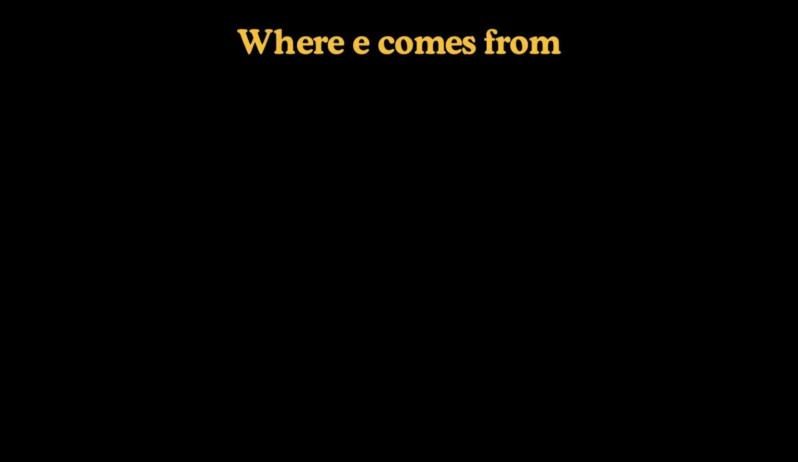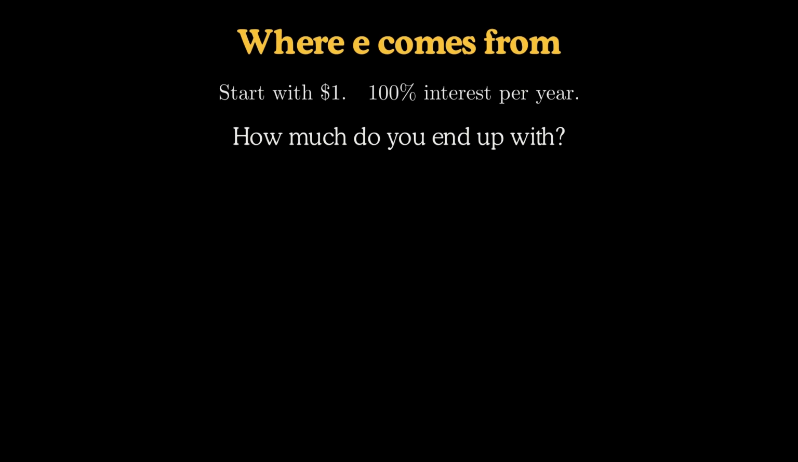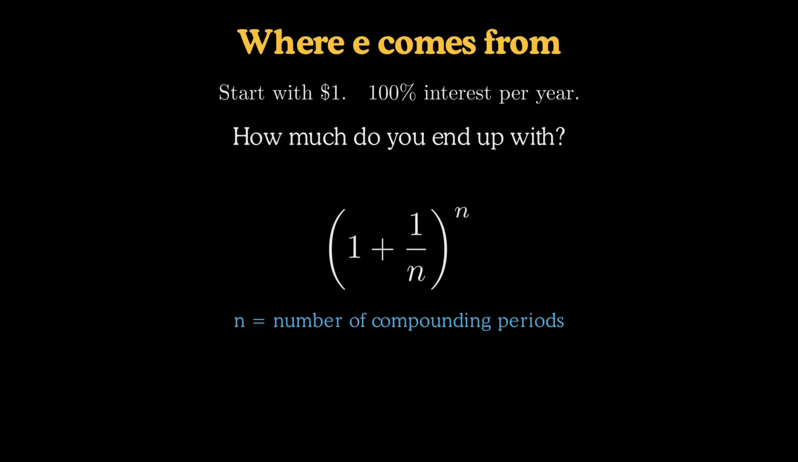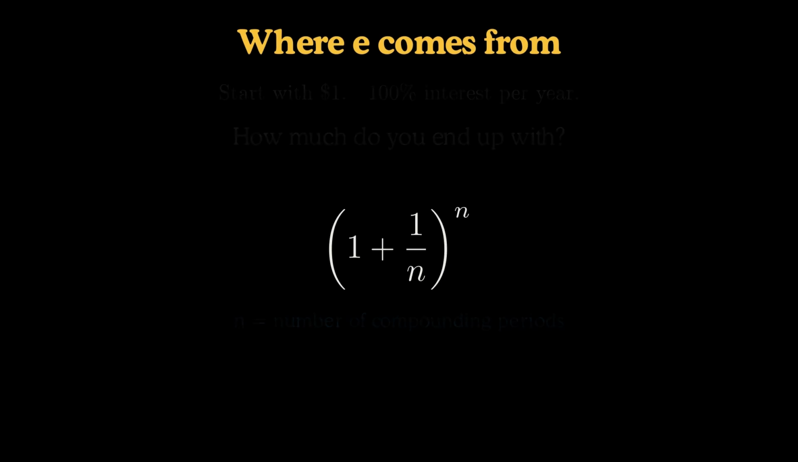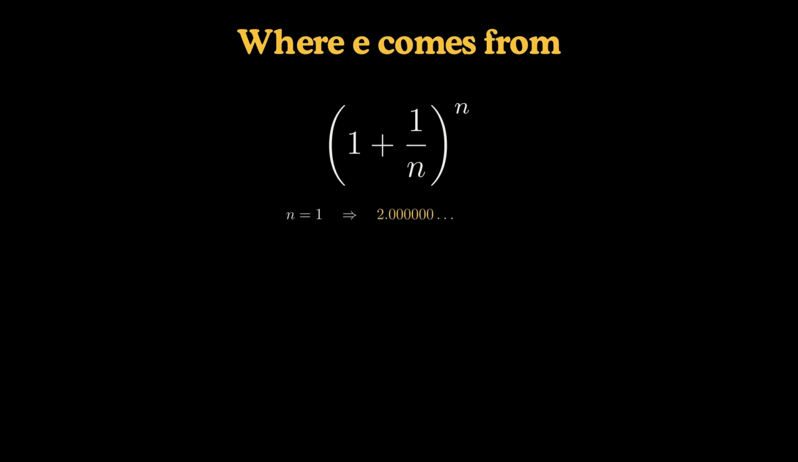Okay, I'll start with the simplest possible situation. You have $1, or pound if you're like me and British. You put it somewhere that pays 100% interest per year. After a year, you have $2. Fine. But what if the bank compounds it? Instead of once a year, they do it twice a year. You get 50% after 6 months, and then 50% on the new total. If you work it out, you end up with $2.25 instead of just $2. Do it 4 times a year, quarterly, and you get $2.44.